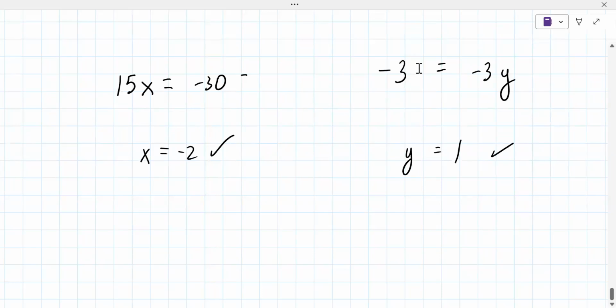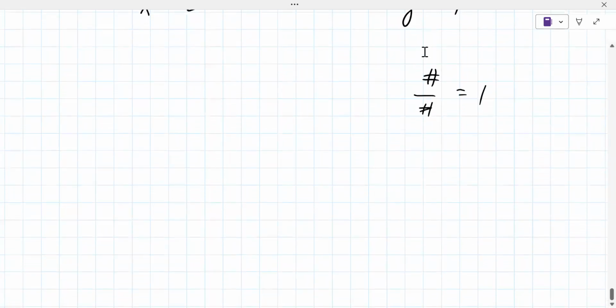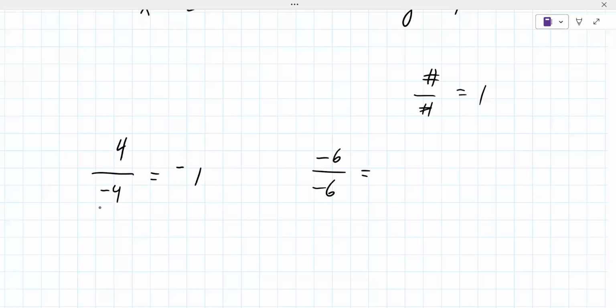Here's another one of those review things. If you have the same number over the same number, it's always 1. But for example, 4 over -4, they're not exactly the same because one is positive and one is negative. The 4 over 4 is 1, but the positive over the negative becomes negative. If it's -6 over -6, they are the same number, so it must be +1. Does that make sense?